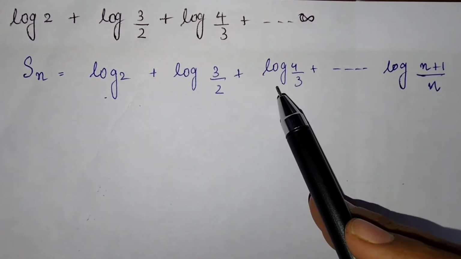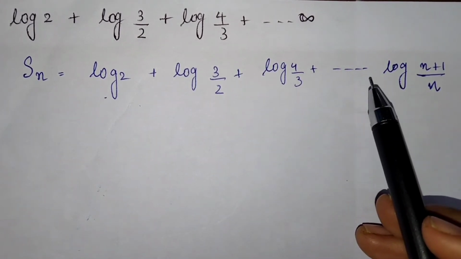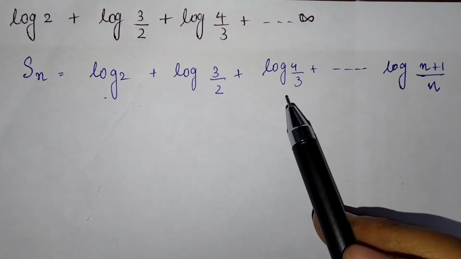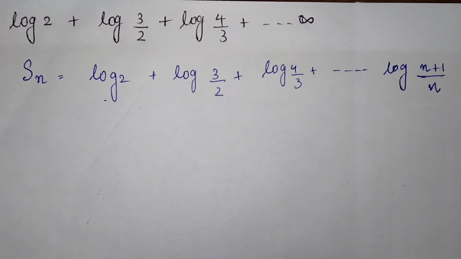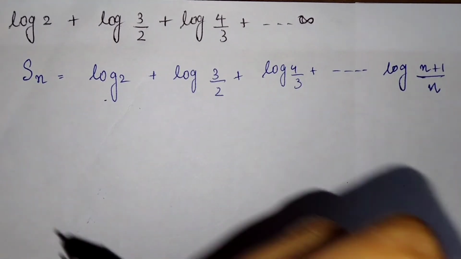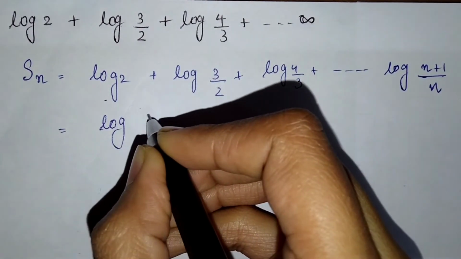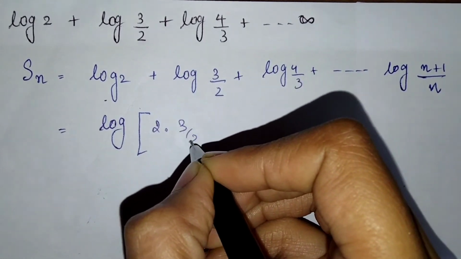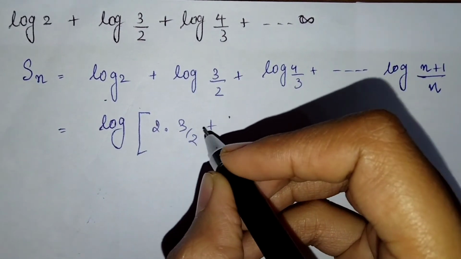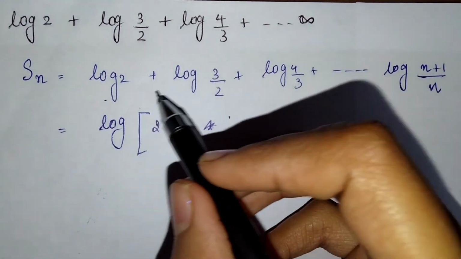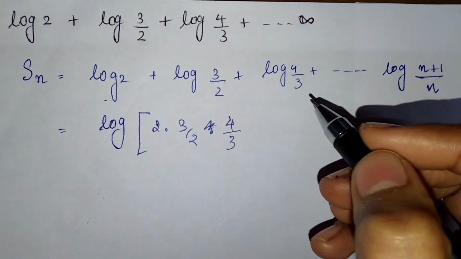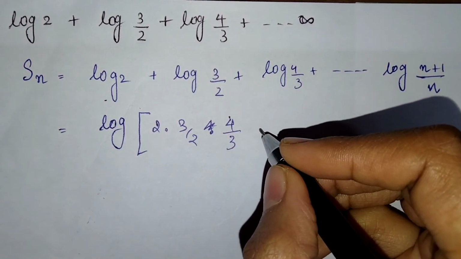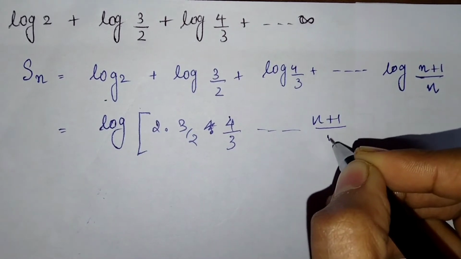n equal to 3 gives log 4 by 3, and it goes up to it. So from this we can say that the general term of this series is log (n plus 1) by n. We can rewrite this: if we take log common, then all the terms will be in multiplication, 2 into 3 by 2 into 4 by 3, and at last n plus 1 by n.